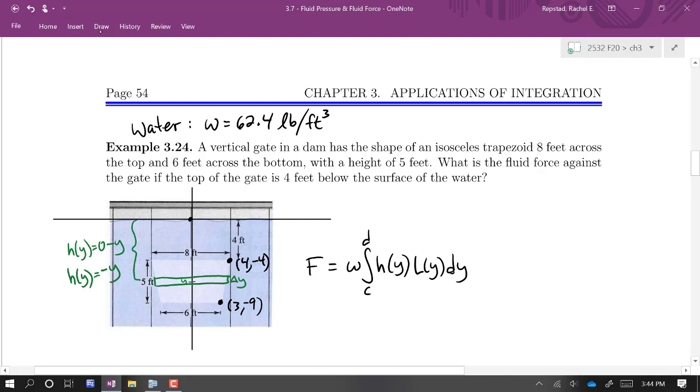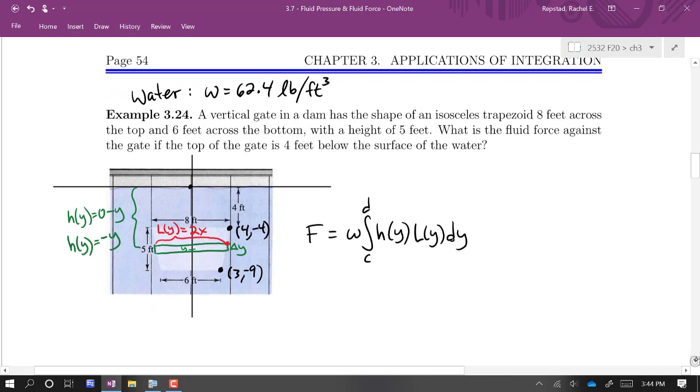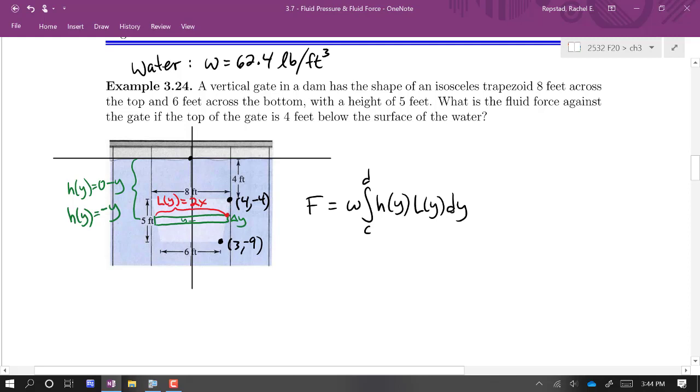L of y is this length. And here's a reason why we really wanted to take advantage of symmetry. Because if I can find the x-coordinate of a point on the end of that rectangle, then L of y is just double that x-coordinate. So I want to figure out what x is in terms of y along this line. And we have 2 points on that line. We can certainly find the equation of this line.